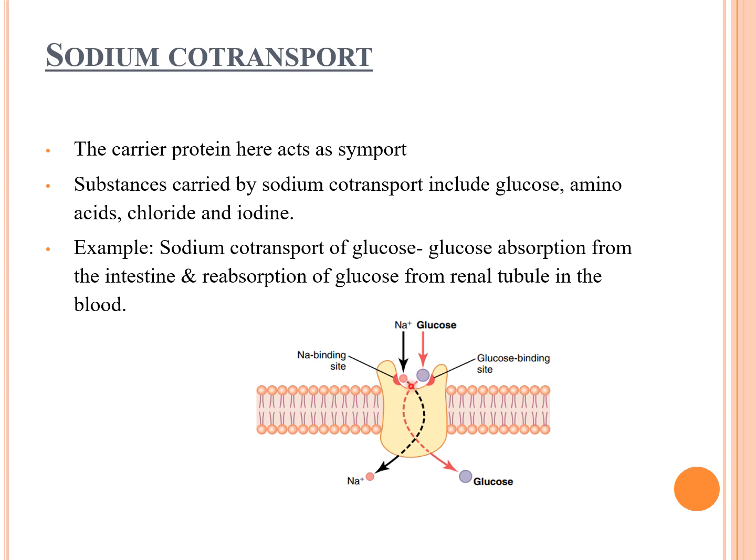Here you can see the example of sodium glucose co-transport, where there is one binding site for sodium and another binding site for glucose. When sodium is transported, glucose is also transported along with it. This is seen in the intestinal cells as well as in the renal tubular epithelial cells, and is helpful in the reabsorption of glucose.